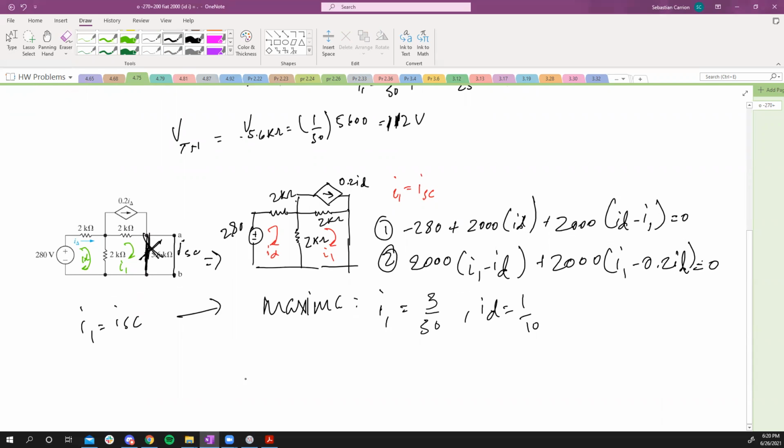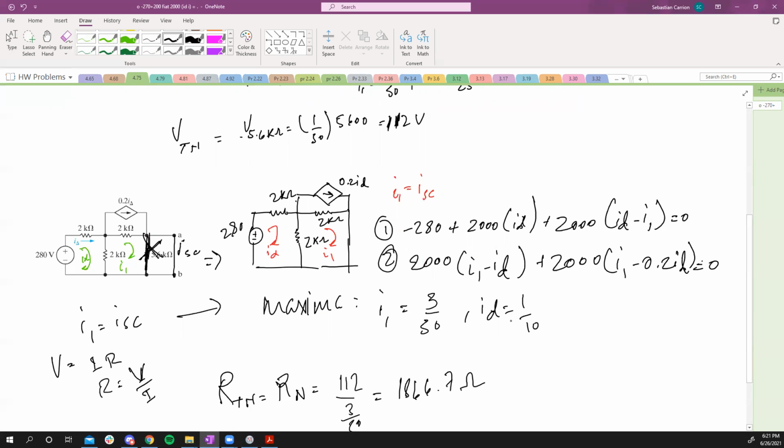So then to find our R Norton or R Thevenin, we know Ohm's law is V equals IR. So R is equal to V over I. So then 112 over 3/50 is equal to 1866.7 ohms.